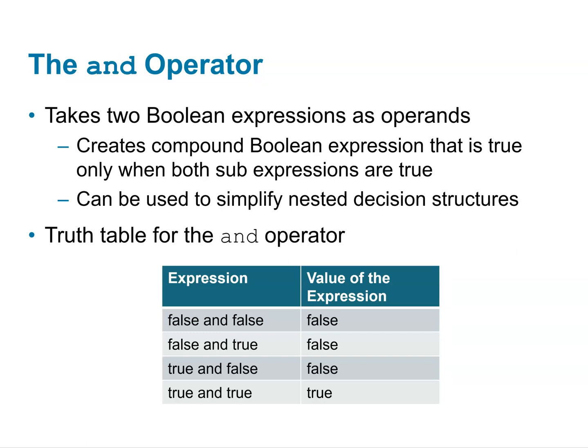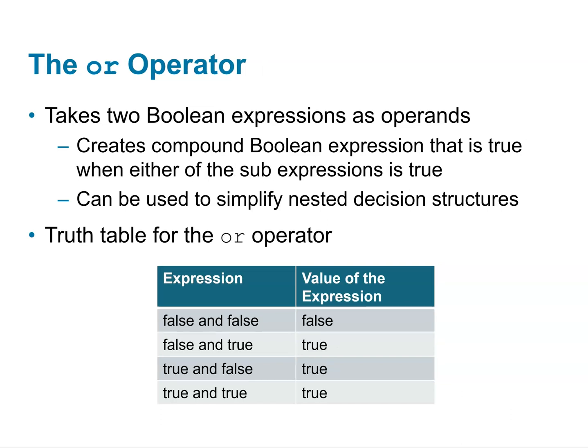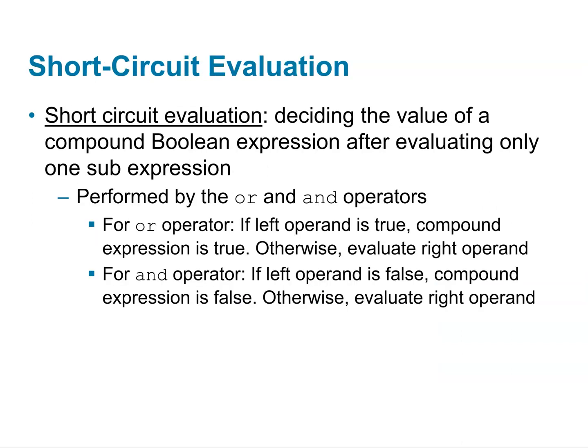Okay, so here's some truth tables. And is only true in the case where you got true and true. Every other case is false. Or is only false in the case where you have double falses.